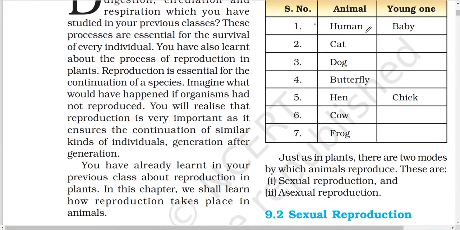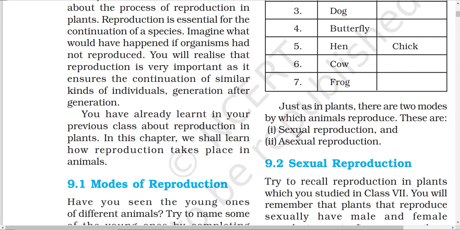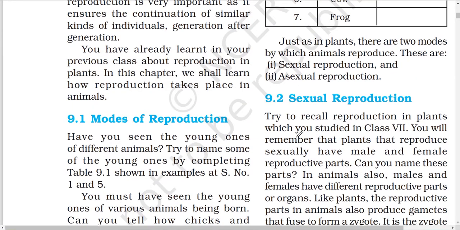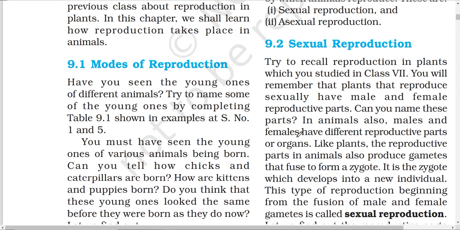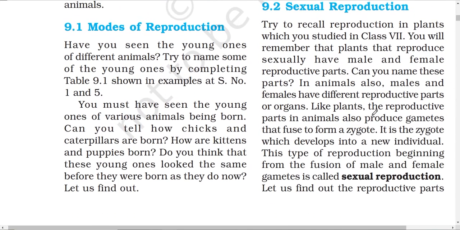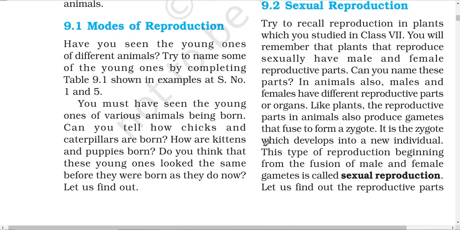Now there are two modes of reproduction. That is sexual reproduction and asexual reproduction. So, what do you mean by sexual reproduction? Sexual reproduction means the type of reproduction beginning from the fusion of male and female gametes. Okay, now this is sexual reproduction.